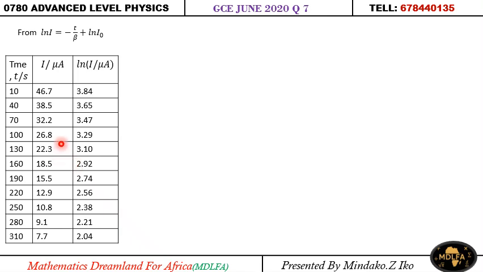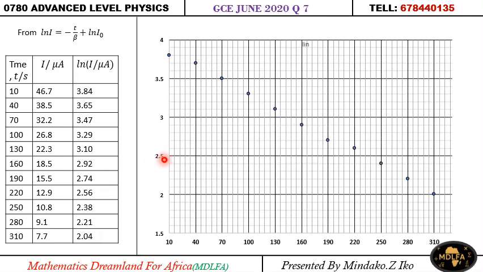So what I did here is that I took the ln of 46.7. This is my answer. I took the ln of 38.5. This is my answer, and I do the same right up to the ln of 7.7, and this is my answer. Okay, so that is it. All right, so this is the graph. I've plotted the graph already.